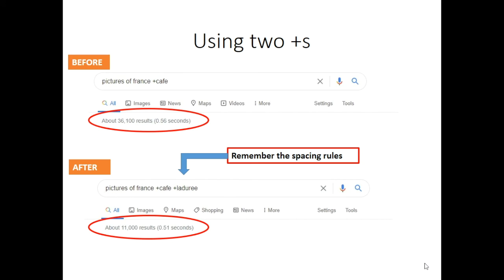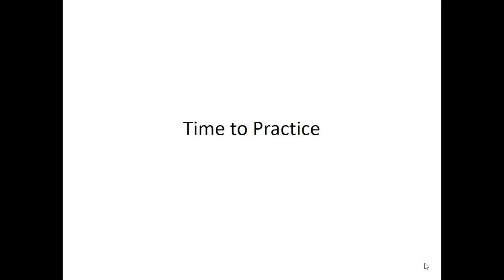I can also use two plus signs to narrow my search down even more. If you remember, I searched for pictures of France plus cafe. That resulted in 36,000 hits. If I want to make my search even narrower, I can search for pictures of France plus cafe plus la durée. My search goes down to 11,000 hits. Again, remember the spacing rules.